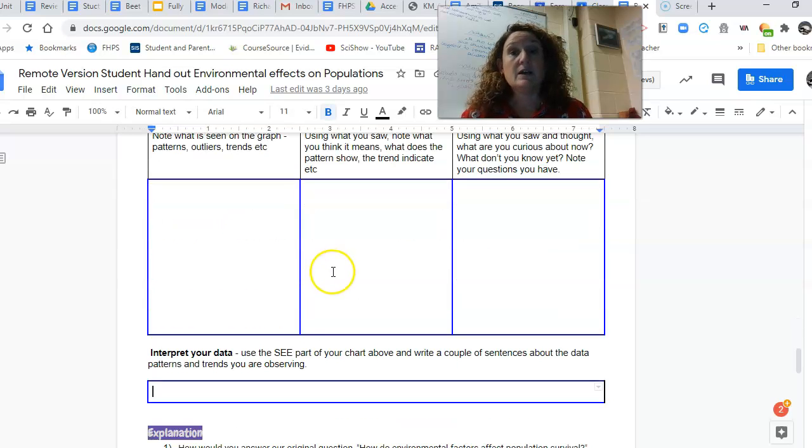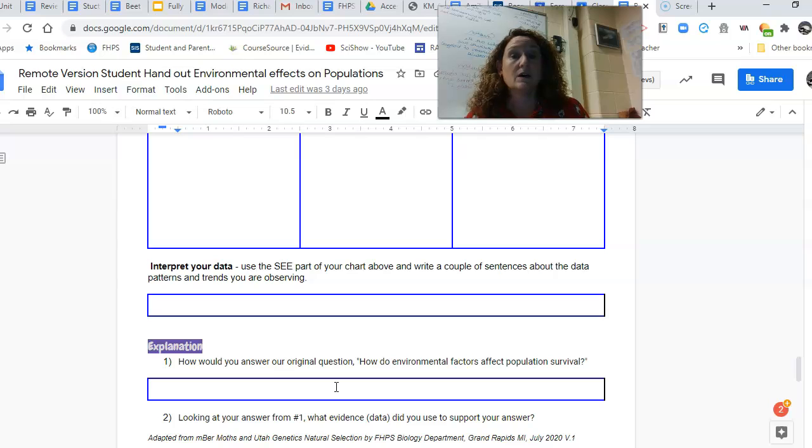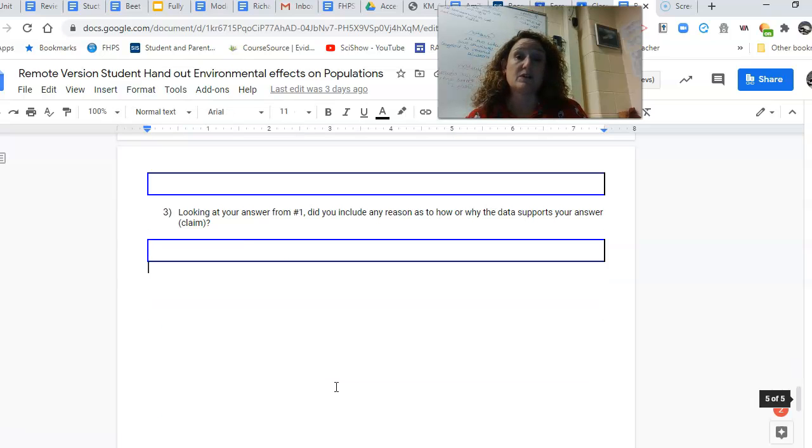Once you've done your graph, you'll do another See, Think, and Wonder to get you thinking about your data and what it means and maybe why things might be happening. And then summarize that here with interpreting your data for the C part. And then you'll write a final explanation, again, going back to our original question of how the environment affects the populations, and then also thinking about why that might be. So why does the data support the answer that you made? Think about some of those science practices and some of the science information that you know there.